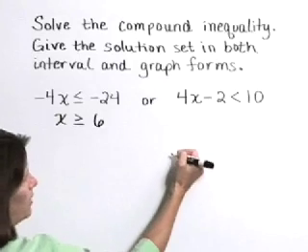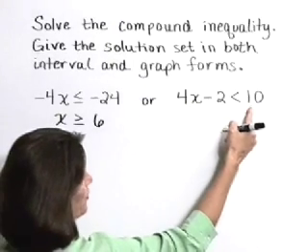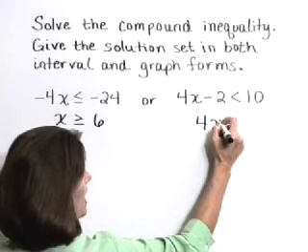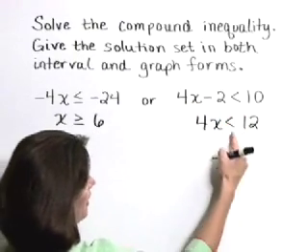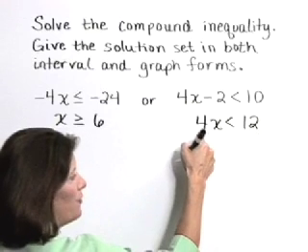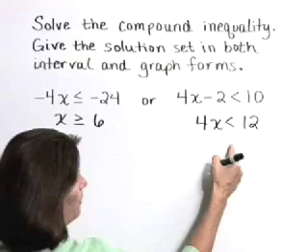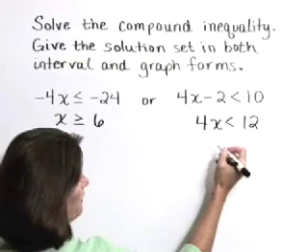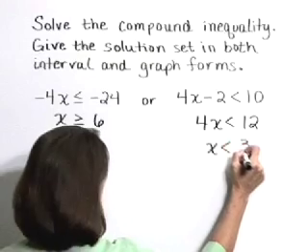With our second inequality, solving for x, let's begin that by adding 2 to both sides so that we have 4x is less than 12. Now divide both sides by a positive 4. No need to switch the direction of the inequality symbol here. Dividing the left side by 4 gives x. The right side by 4 gives 3.